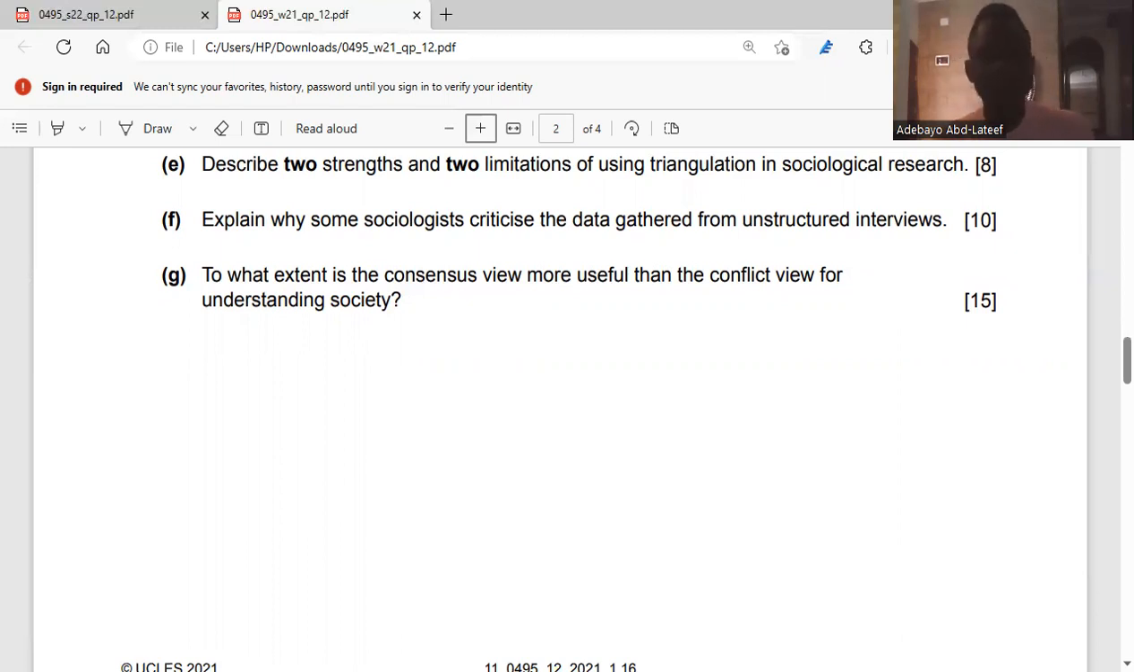Explain why some sociologists criticize the data gathered from structured interviews. One, the data might be affected by the impact of the interviewer, because the interviewer might be interpreting the answers of the participants in a way that suits his own interest. That's the first point. The second point is about positivists. They are critical about gathering data from unstructured interviews because they are not reliable. They lack reliability. Unstructured interviews cannot be used over again. Okay, we go for G.